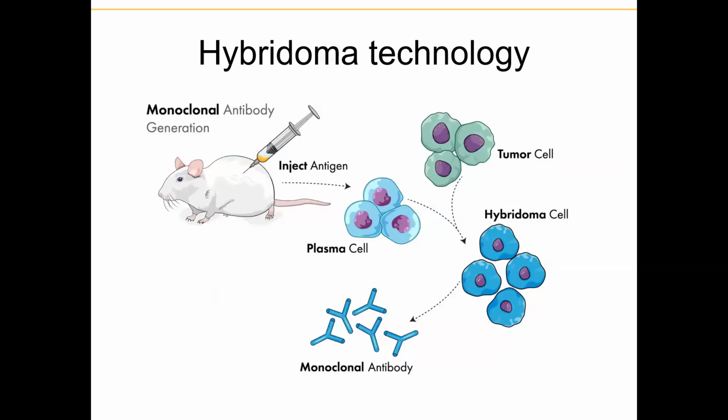For that, one technology is to use multiple myeloma cells, tumor cells, and join them with known plasma cells which are able to produce, in this case, NS1 antibodies.